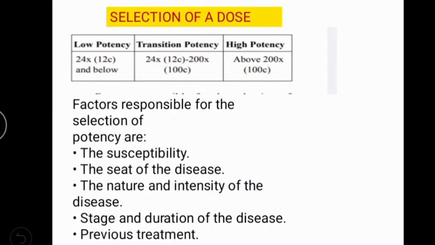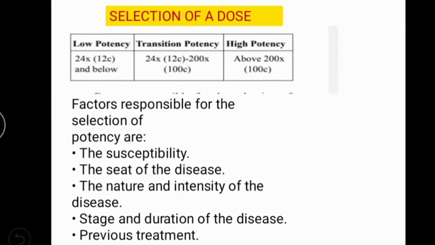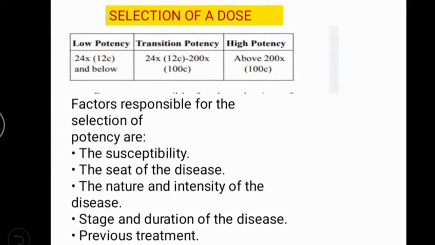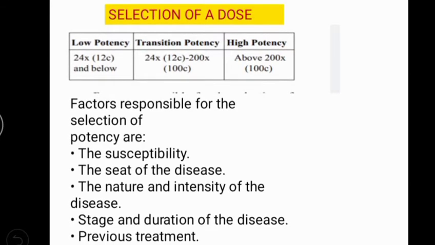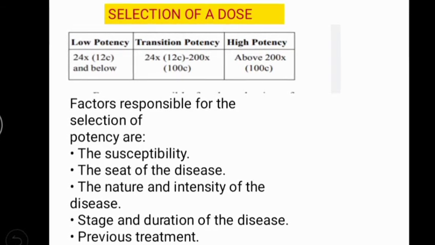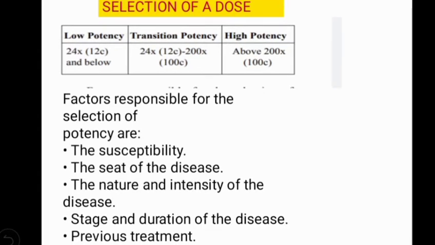Now the point is how to select a dose. This is a very important topic or subtopic of posology, because if a doctor fails in the selection of dose, then the remedy will fail and the disease will never be cured. So how do we select a dose?